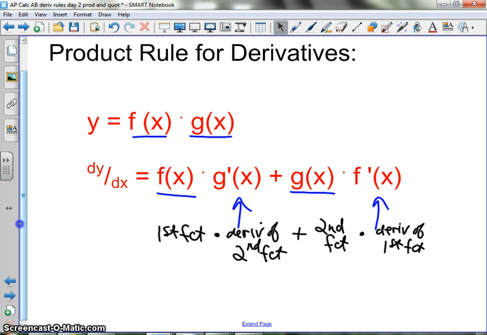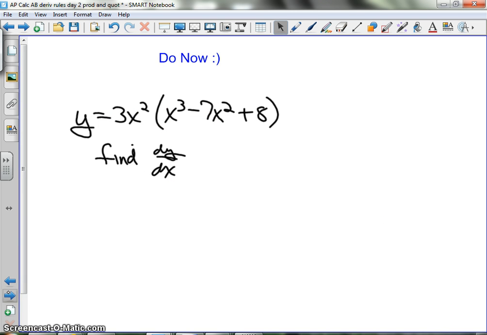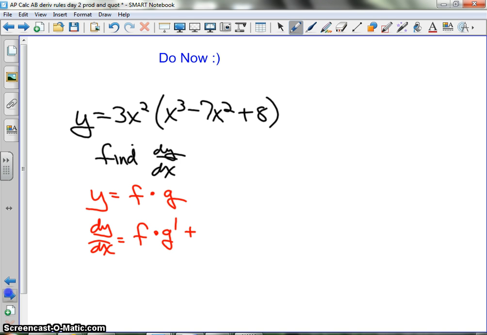So let's see how this plays out, and we'll go back to our do now problem to try it out. So I've got the same problem. This time I want to use the product rule. So I'm going to think of this as y equal to f times g, where f and g are implied to be functions of x. So dy dx according to the product rule is f times g prime plus g times f prime.